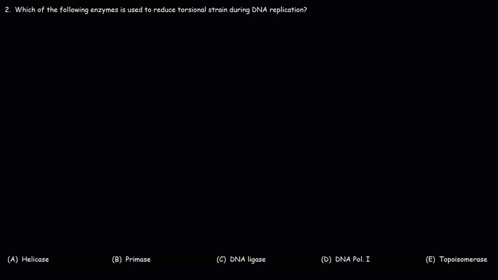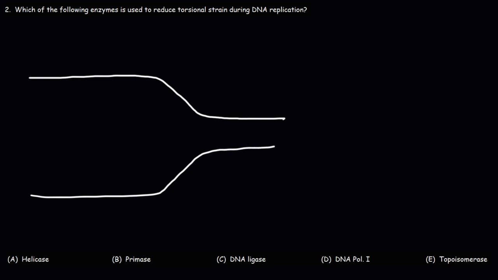Number 2, which of the following enzymes is used to reduce torsional strain during DNA replication? Is it helicase, primase, DNA ligase, DNA polymerase 1, or topoisomerase? What would you say? So feel free to pause the video to work on it.